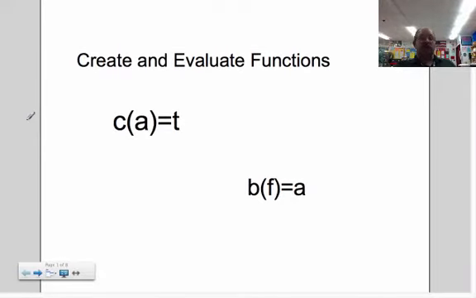There it is. We're looking at creating and evaluating functions. That's the topic for the day. Let's get that away. Here we go.